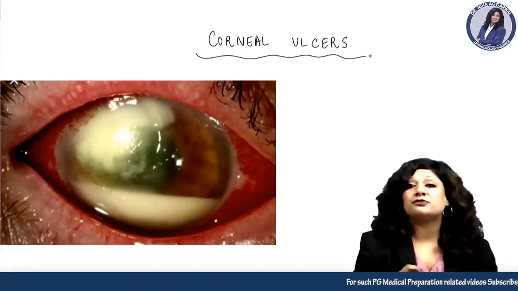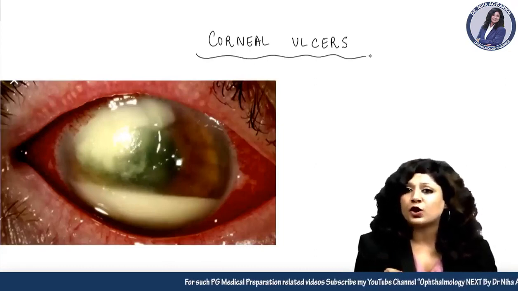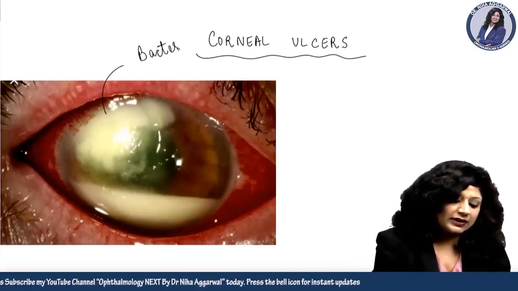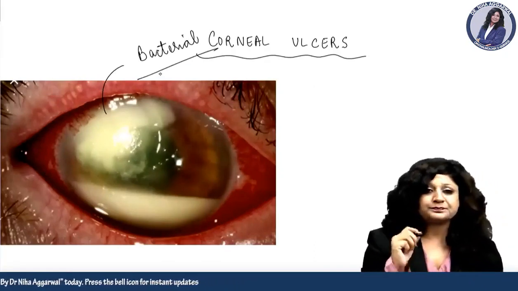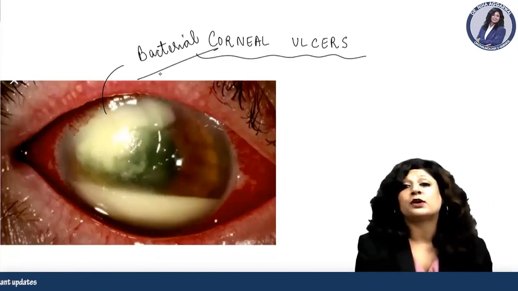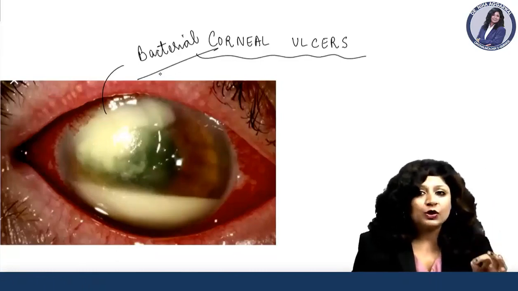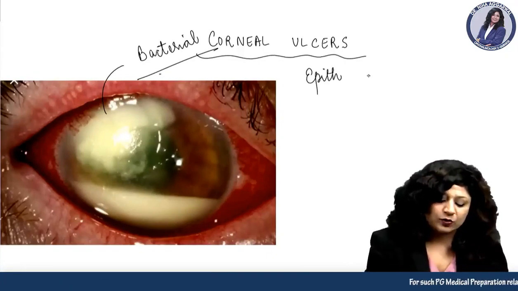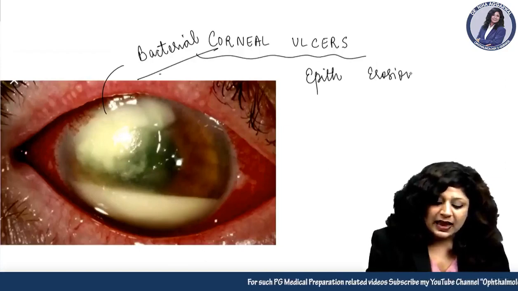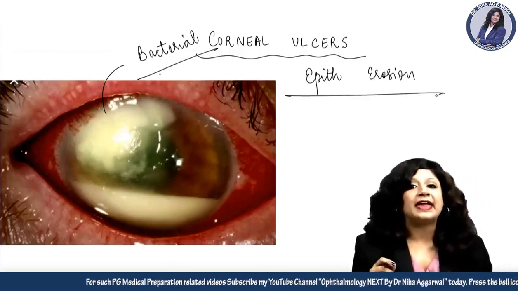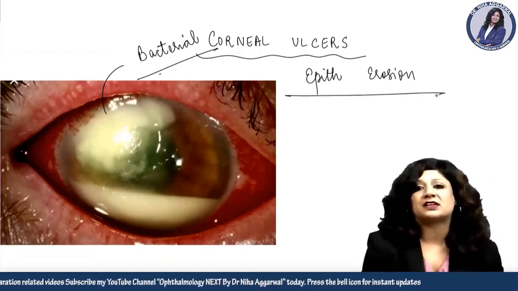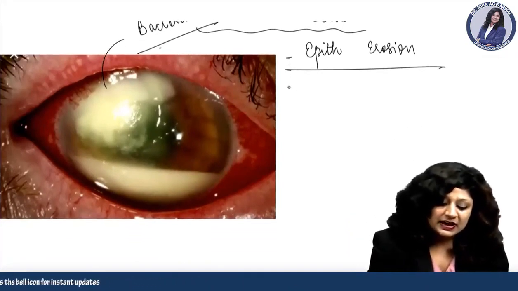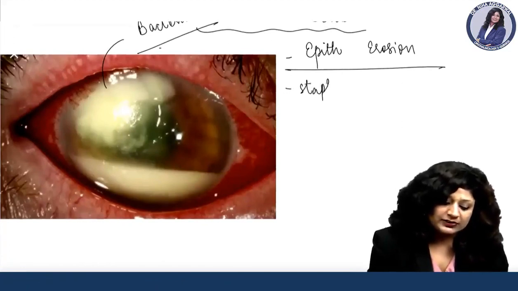So alright, we will be starting with first the most common ulcer, and that is the bacterial ulcer. The bacterial corneal ulcer is the most common, as we know. Now, what is the most important cause of this ulcer? As you know, the most important cause of this ulcer is the epithelial erosion. Whenever there is epithelial erosion due to any reason, secondary bacterial infection is very commonly occurring, and the most common bacteria is actually the Staph aureus.